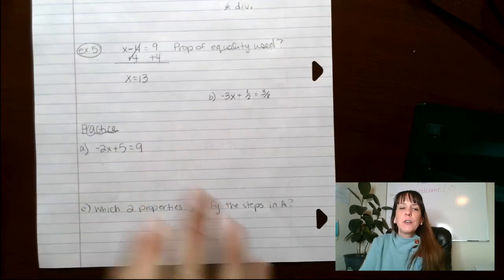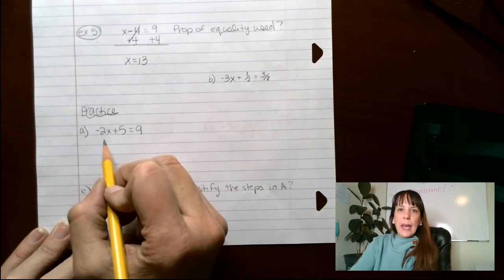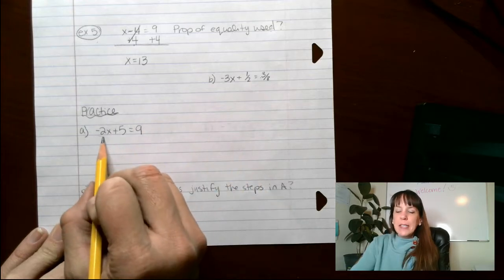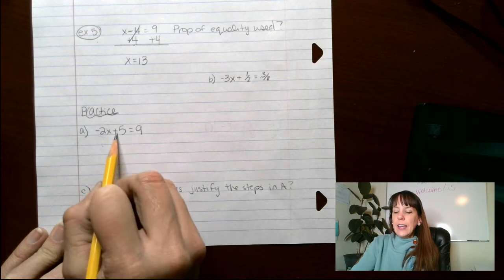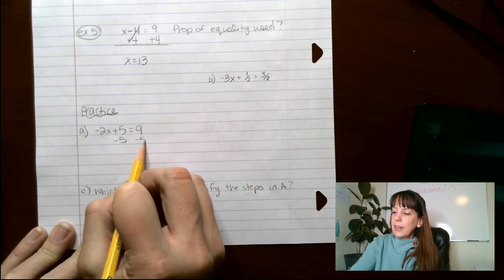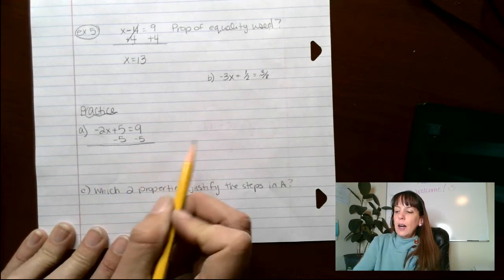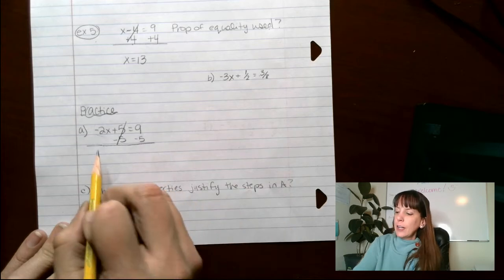All right, guys, so for those practice problems here, I just had to move that B up there. So let's start with A. We want to get the chunk with the variable by itself. So in order to do that, we need to move this guy to the other side. The opposite of adding is subtracting. So we're going to subtract 5 from both sides. That is the subtraction property of equality. If we're talking properties of equalities, now you know.